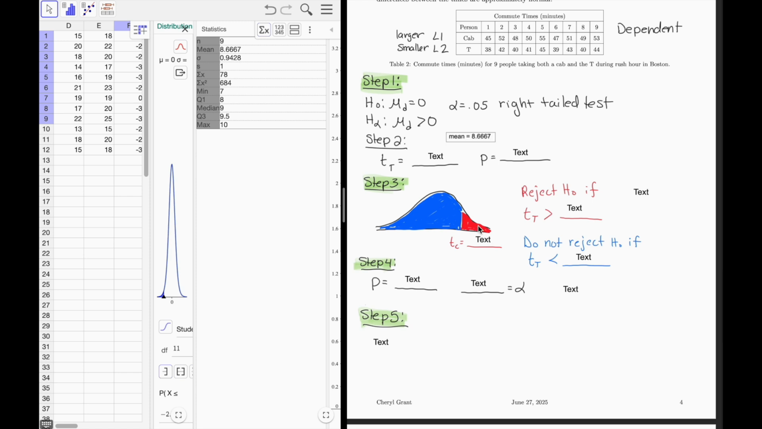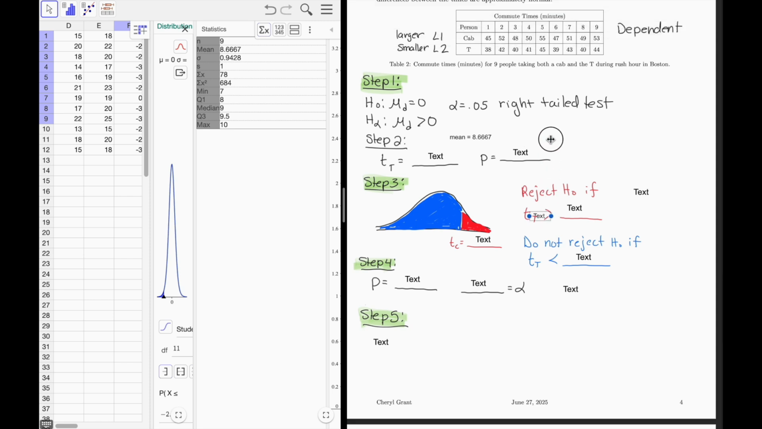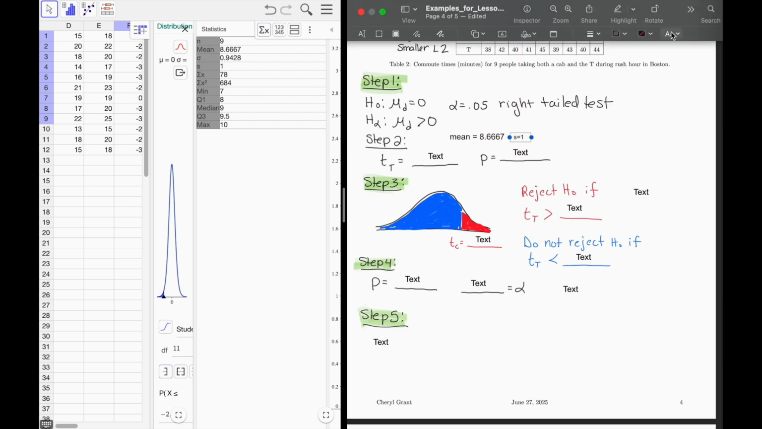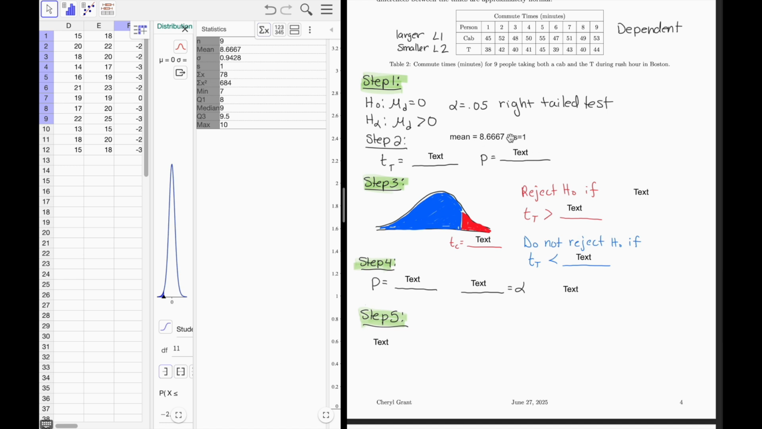8.6667. And then our standard deviation is 1. All right, I'm going to make this print a little bit bigger so that I can see it better. All right, so this is what we're going to use when we go to complete step 2 to find the test statistic and the p-value.